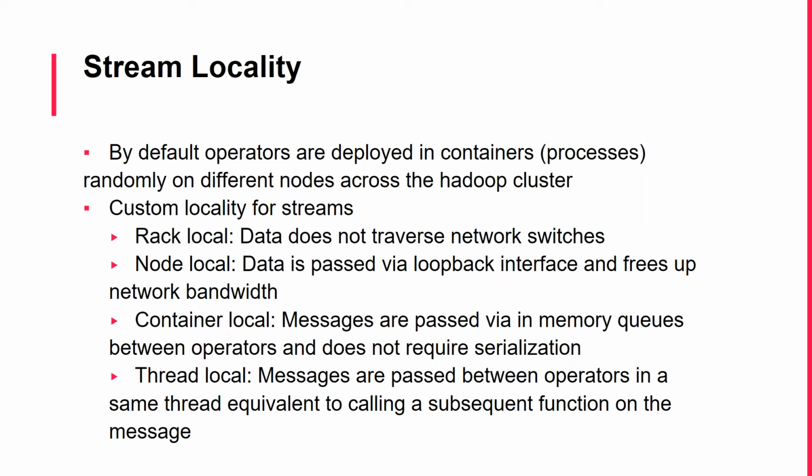In container local, we are actually running the operators as two separate threads inside the same process. So we just get one container, and then we run the operators inside the same container, and the data is exchanged via a queue. This is faster because the data doesn't need to be serialized. One thing is we allow any type of data to be sent between operators. So it could be any Java object. If it's a complex object, it needs to be serialized.